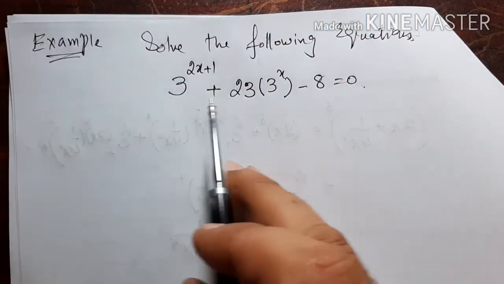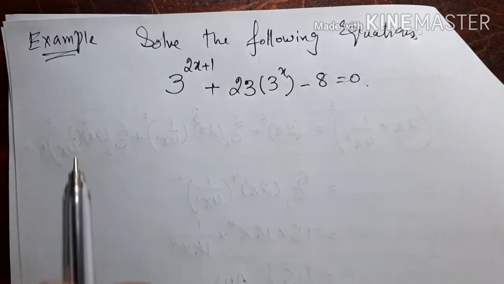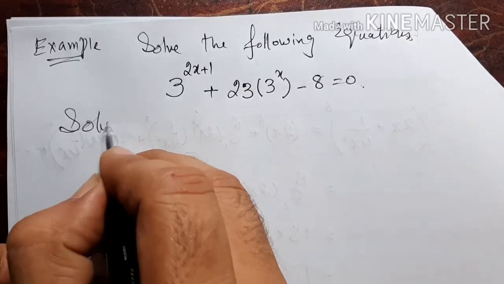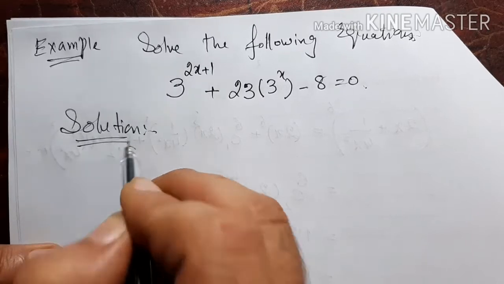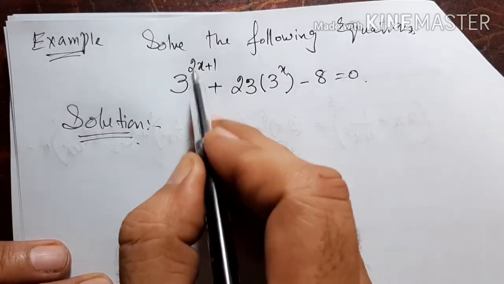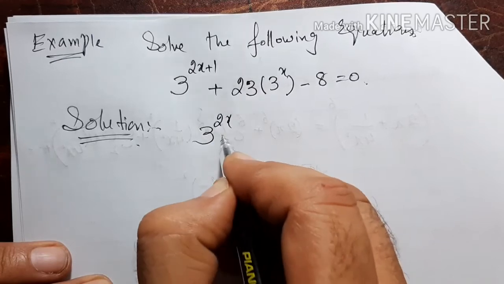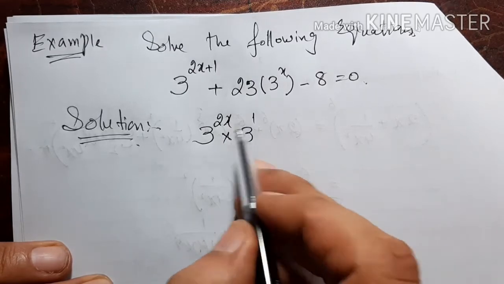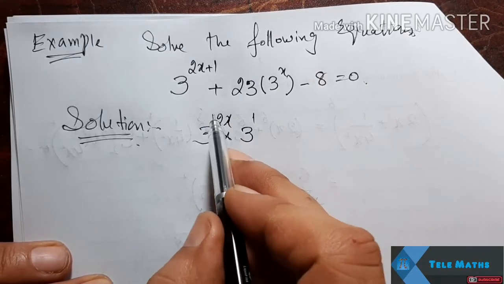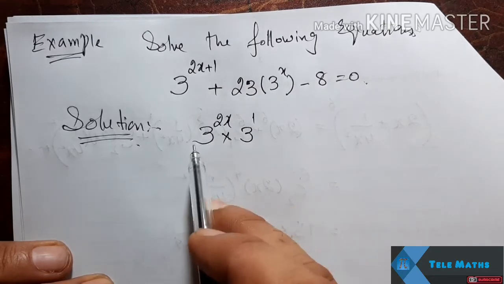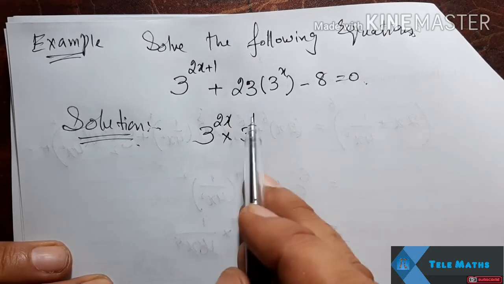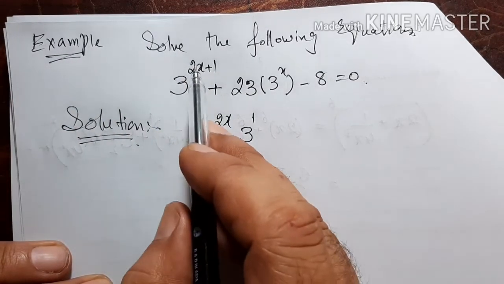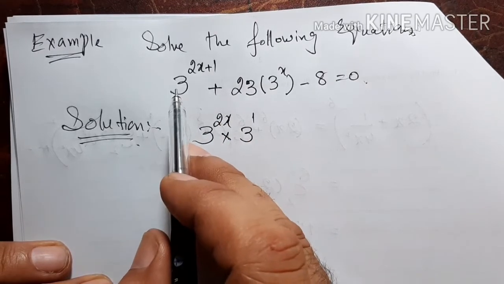So we can see the exponential functions in this equation. How can we solve it? For example, I can write it as 3 raised to power 2x into 3 power 1, because of the very first rule of the index: when two exponentials are being multiplied, their powers can be added up, and we can go the other way around. If two powers are being added on the same base, we can split them.